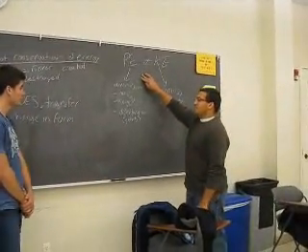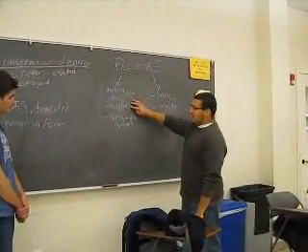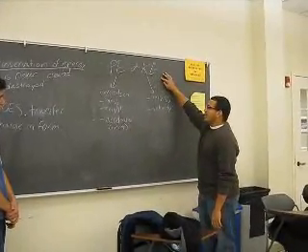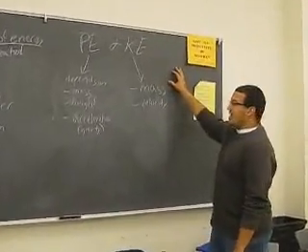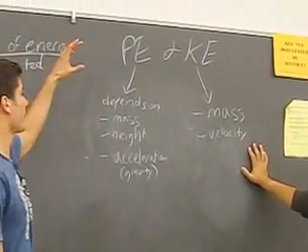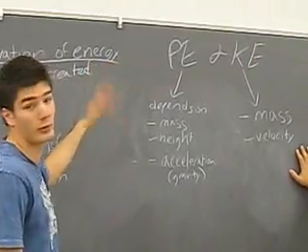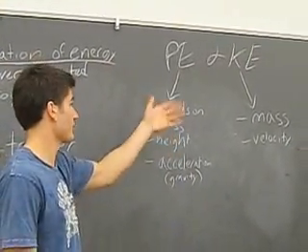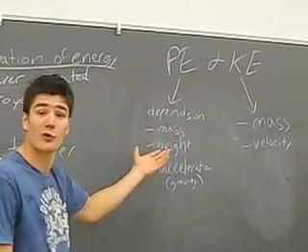Potential energy depends on mass, height, and the acceleration due to gravity, while kinetic energy depends on mass and velocity. And the basic thing with these two is that as potential energy decreases, kinetic energy will increase, and that's the kind of transfer of energy that I was talking about, where nothing's being created or destroyed, just the form is changing.